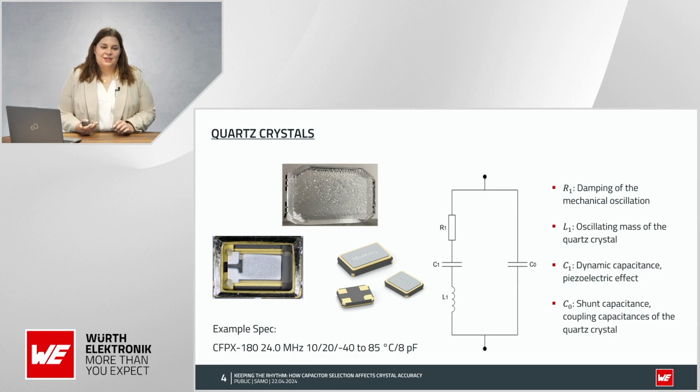For further understanding later on, I would like to show you how the specification of a crystal could look like. The first is you usually have the size. We call that the model, in this case CFPX 180. You have the frequency that you choose. Then the first value is the tolerance. The tolerance is the frequency deviation at room temperature. You have the stability, which is the frequency deviation over temperature range. Therefore, you will need the temperature range for sure. And then the most important value for today, the load capacitance.